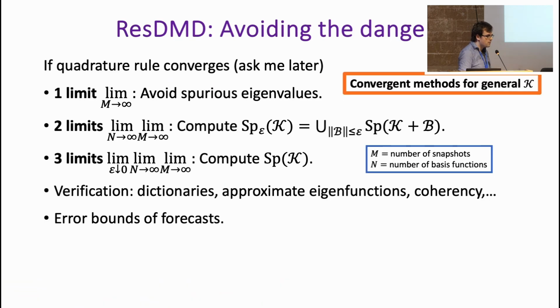I'm just going to give you a very brief overview of what you can do. For example, if the quadrature rule converges, so if our approximations of those inner products converge as we collect more and more data, we can avoid spurious eigenvalues or spectral pollution as we take m to infinity. So we can clean out the garbage essentially from that projection.